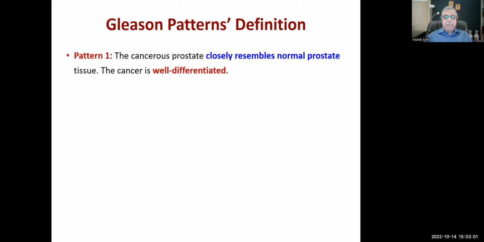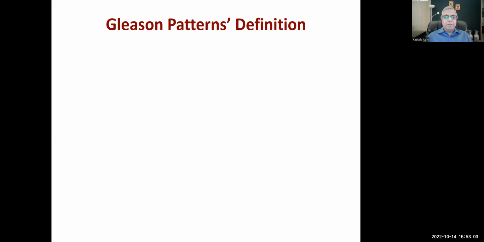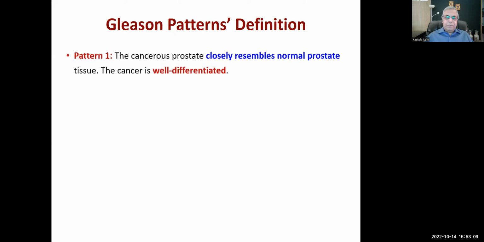So as I said, we look at the patterns of the glandular architecture in the prostate gland. So we have certain patterns. We have 5 patterns, and we assign them a score of 1, 2, 3, 4, 5, right? These are the points that we give. So pattern number 1 is where the cancerous prostate closely resembles normal prostate. The cancer is well differentiated, so it is not a very serious condition.